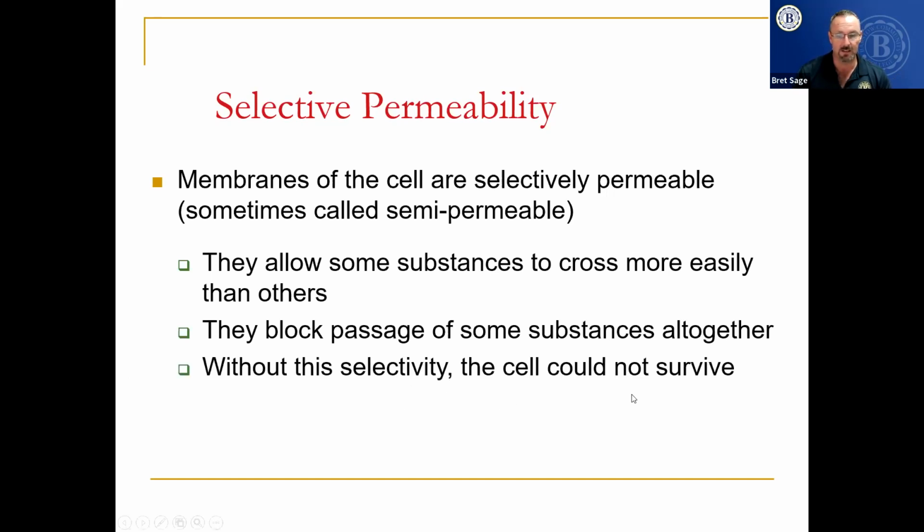Without this selectivity, the cell could not survive. So that's what allows cells to be alive. Now, it's easier to do it inside of a body because the cells are in a nice, stable environment. But if you're a single-celled organism out in a swamp somewhere or in the water, this selectivity is super important to allow you to survive.